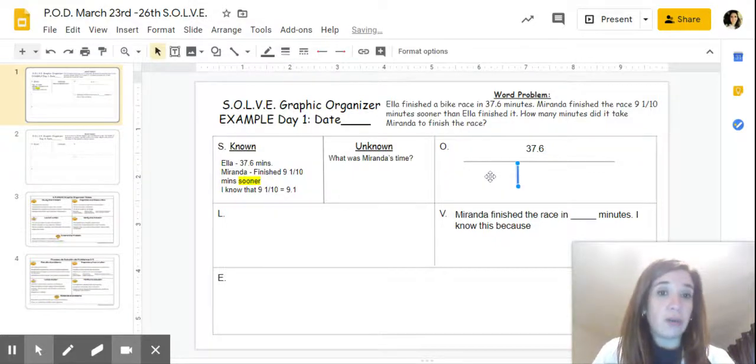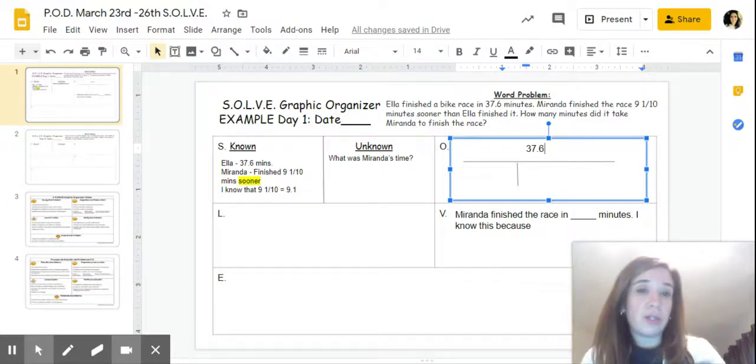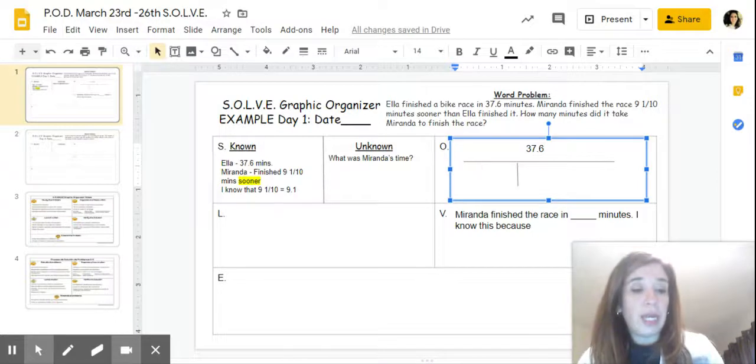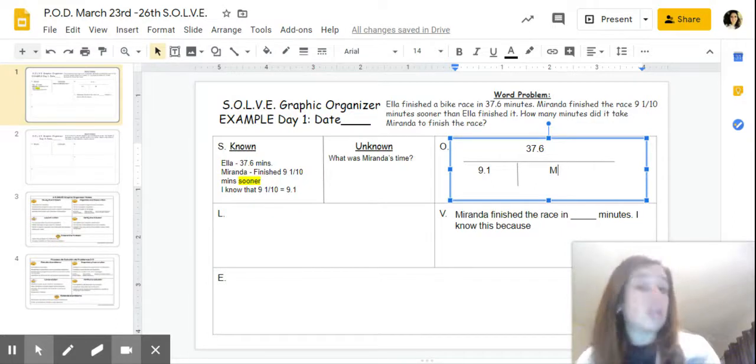So then I'm going to go ahead and come here again. The little cursor doesn't mess with the lines you have here. You can go ahead and move it around however you want. So I'm going to put 9 and 1/10 minutes, right? And what I don't know is Miranda's time, so I'm looking for M. I'm looking for Miranda, right? That's what I'm looking for. So that's one way you all could do it.